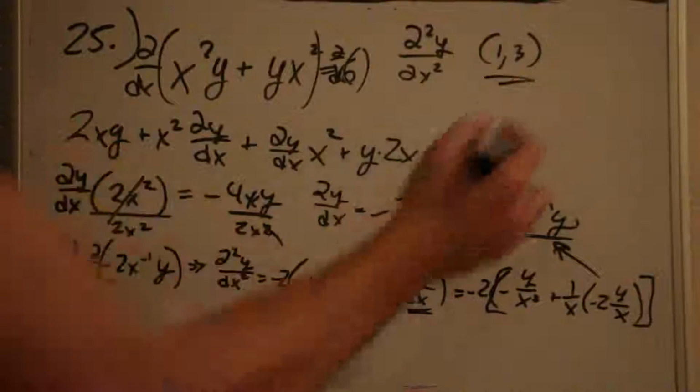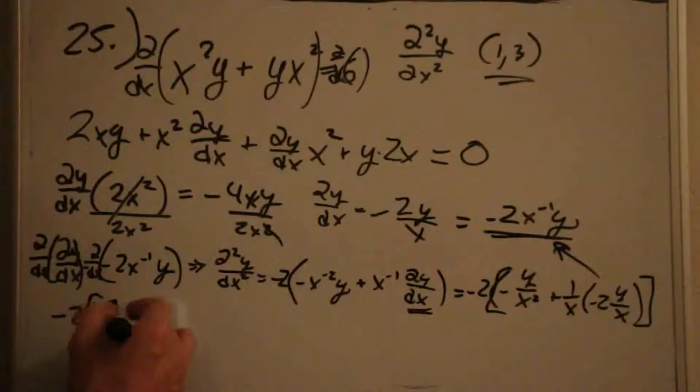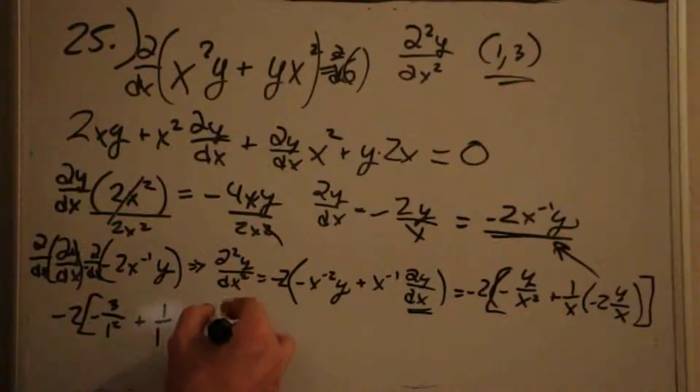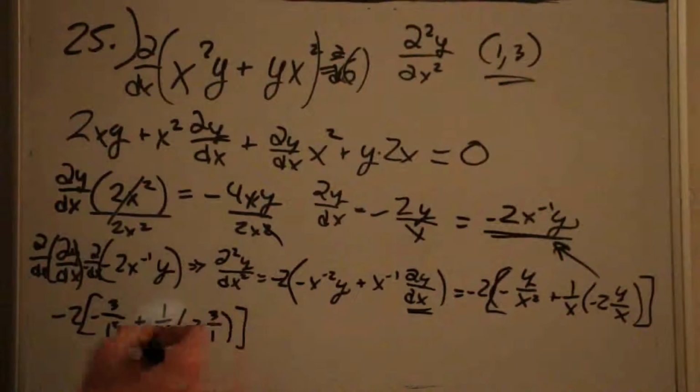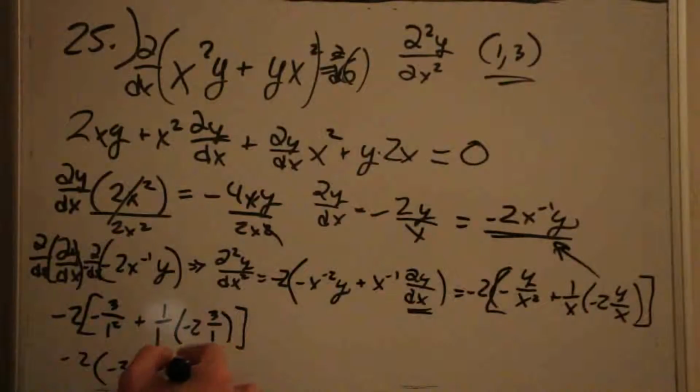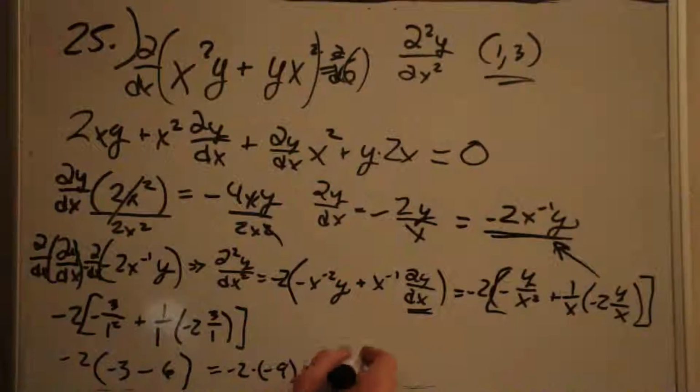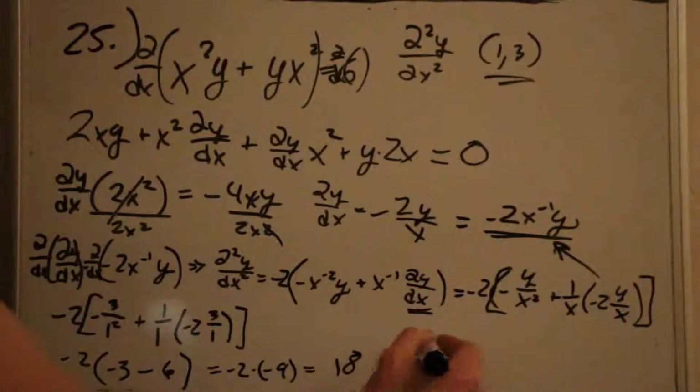So this becomes negative 2. Now I plug in my point, (1, 3). So negative 3 over 1 squared plus 1 over 1 times negative 2 times 3 over 1. Now that becomes negative 2 times negative 3 minus, negative 2 times 3 is 6. So negative 3 minus 6 is negative 9. So it becomes negative 2 times negative 9, which equals 18, which is my final answer.